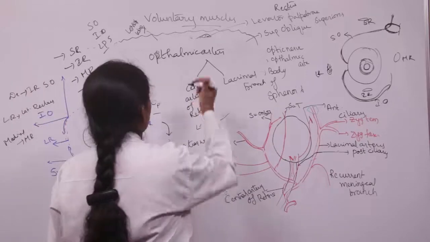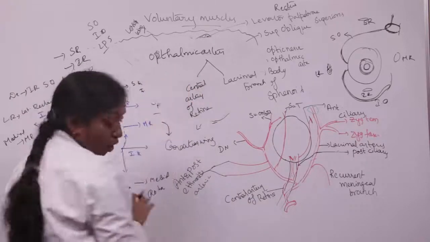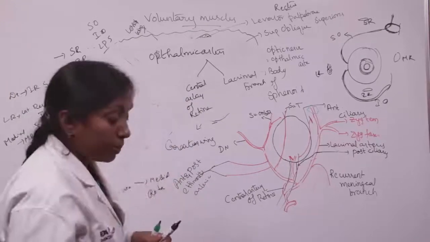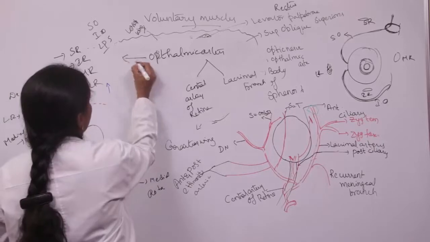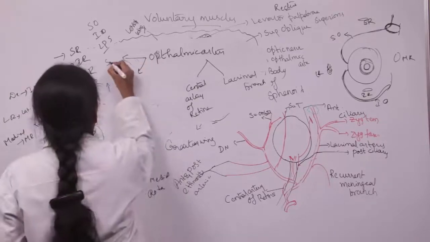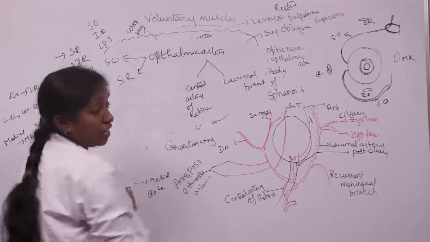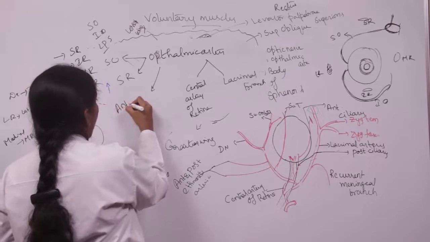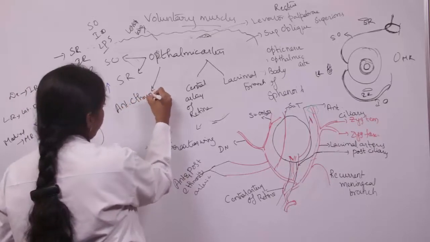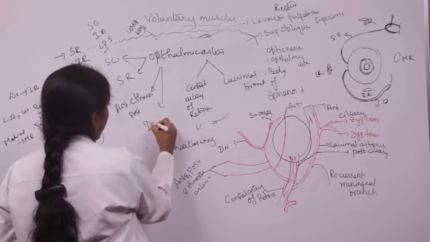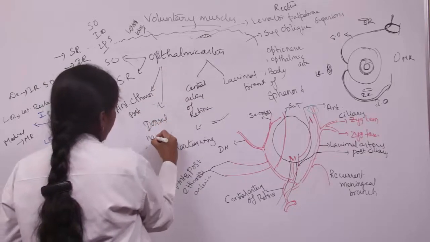What are the remaining branches of the ophthalmic artery? It ends by terminating into two branches, supraorbital and supratrochlear, which supply the skin of the forehead. It also gives the anterior ethmoidal and posterior ethmoidal branches, and also the dorsal nasal artery.